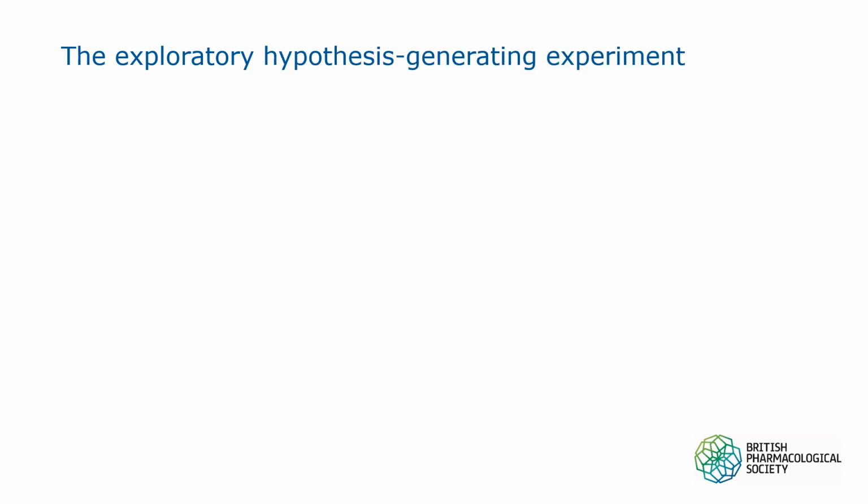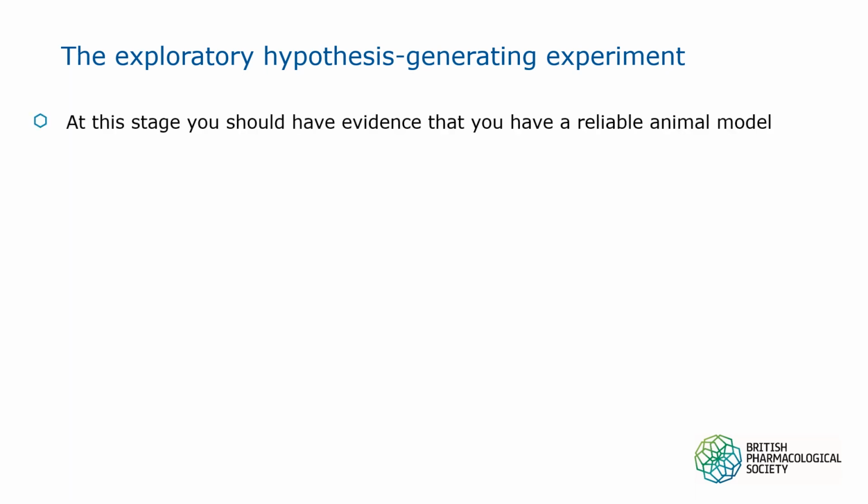The hypothesis generating experiment. Once you have checked that the animal model is reliable and suitable for your needs, and have perhaps optimized the model in terms of the factors that affect the findings, you can now move on to the hypothesis generating experiments. At this stage, you should have an animal model that you can rely on and now be thinking about the effect of the intervention.